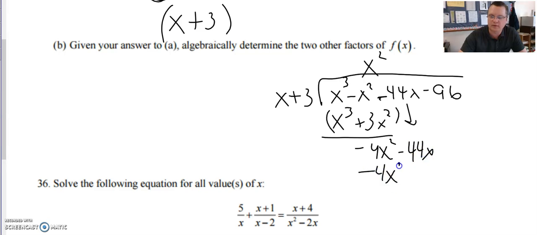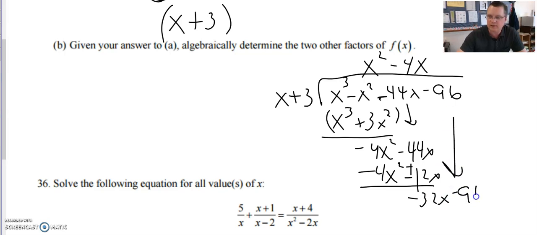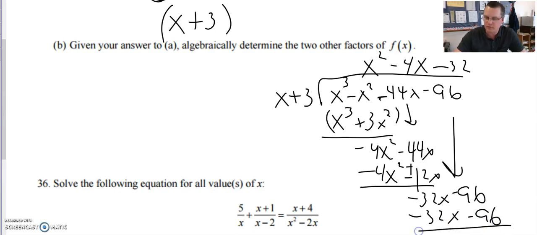I need a negative 4x squared. Therefore, this is a minus 4x. That becomes a negative 12x. Change the sign, those cancel. I have a negative 32x, bring down the minus 96. So then I need a negative 32x, so minus 32. Negative 32 times the 3 gives you a negative 96, which gives me a remainder of 0.